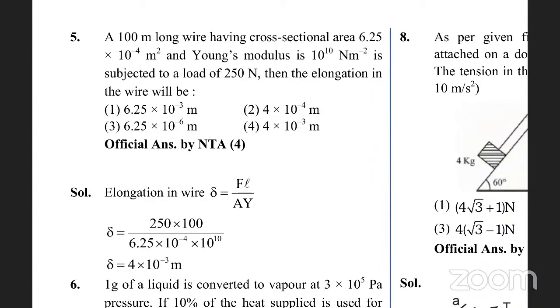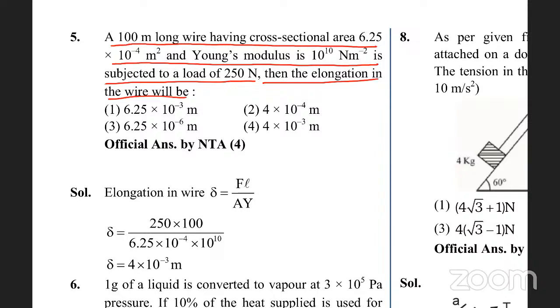So the fifth one is based on elasticity. Okay. So we know that Young's modulus is equal to stress by strain, where strain is delta L by L. Delta L is called elongation.